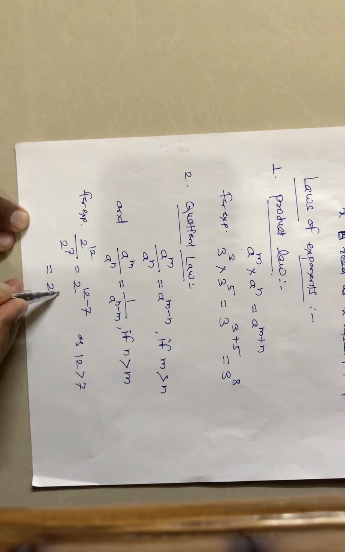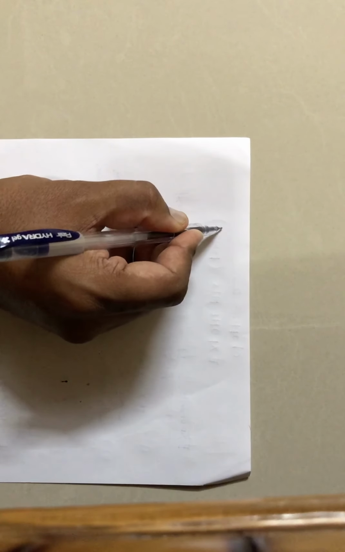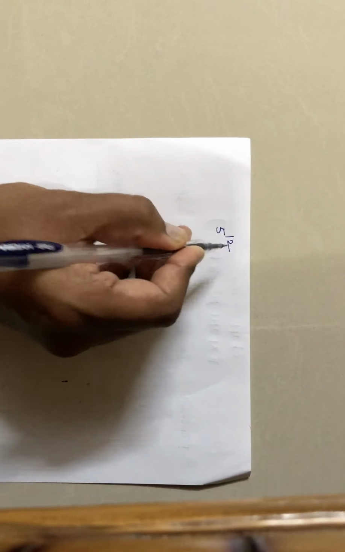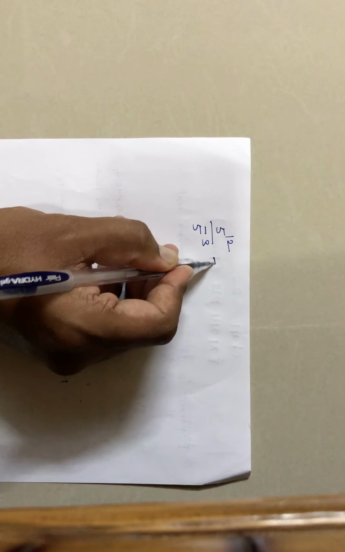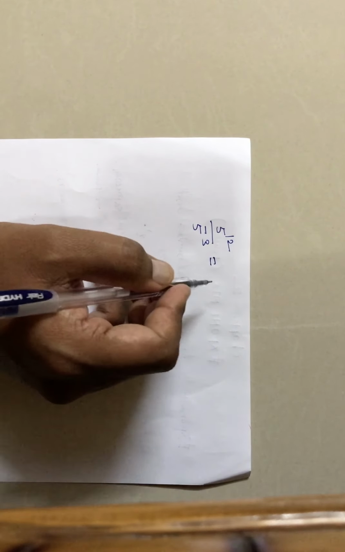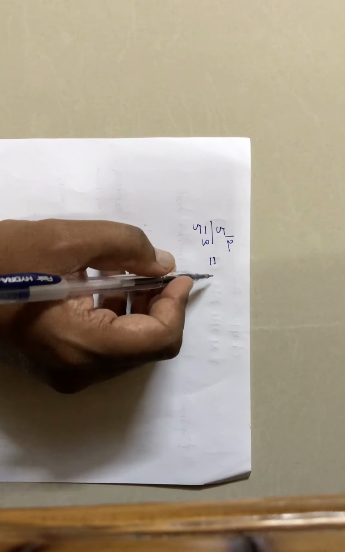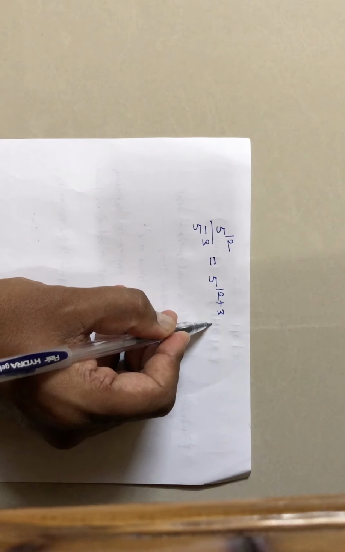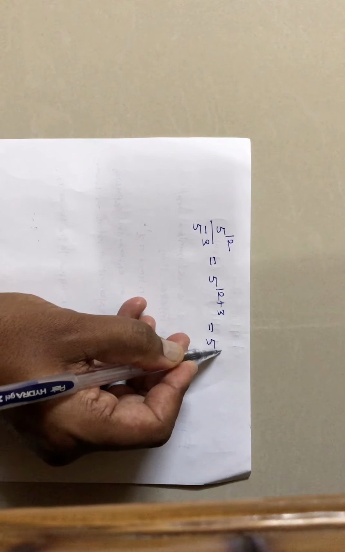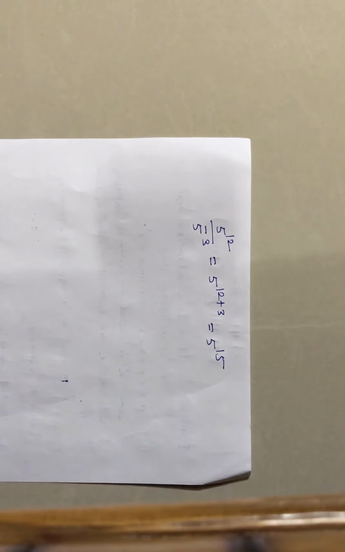Now second, 5 raised to the power 12 divided by 5 raised to the power minus 3, so which is equal to 5 raised to the power 12 plus 3, which is equal to 5 raised to the power 15.